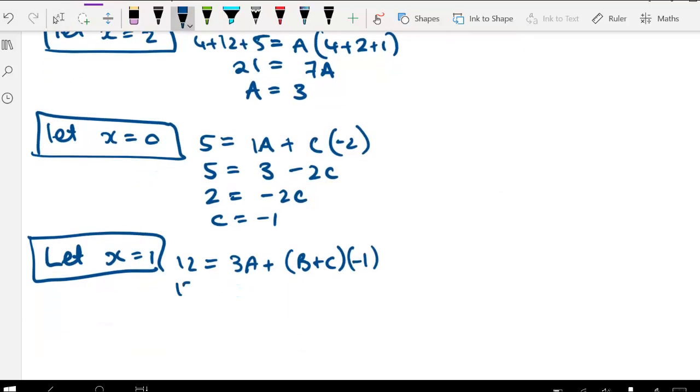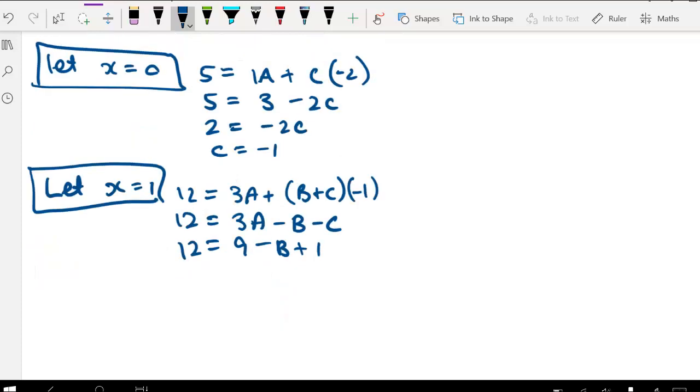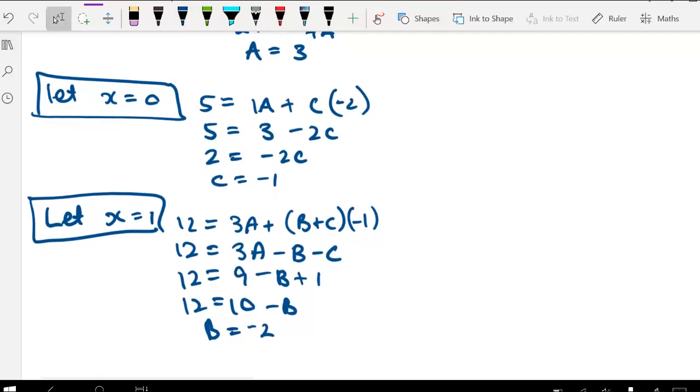And when we simplify that, we get 12 is equal to 3a minus b minus c. Now we know a is 3, so 3 times 3 is 9. We've got -b, and -1 is +1. So we end up here with 12 is equal to 10 take b, and when we isolate b, we get 10 take 12, which is -2. So now we've got a, we've got b, we've got c.